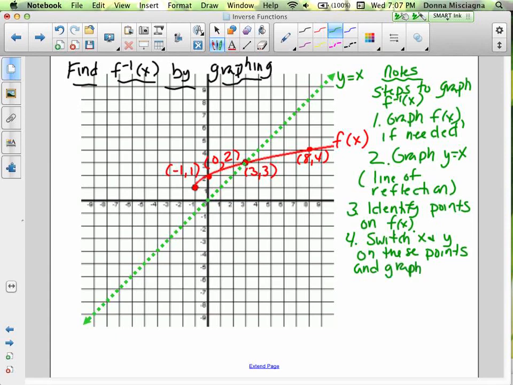Because those switched x and y are points on f inverse. All right, so I'm going to write them over here. So we've got our points for f of x. We've got -1, 1. And as I'm doing this, I'm thinking I should really give you this particular graph. So I'm going to make sure before you watch this podcast that you get this graph so that you can do this one with me.